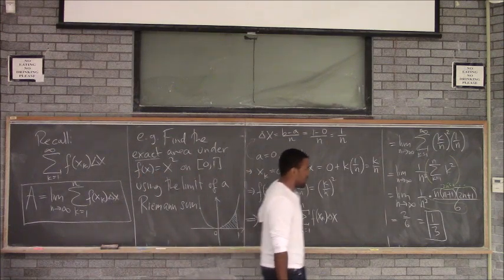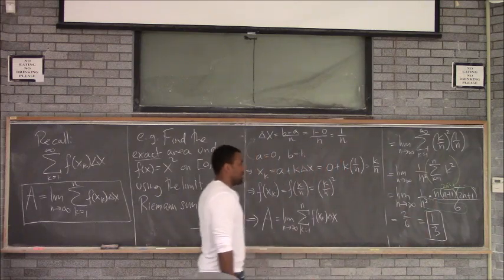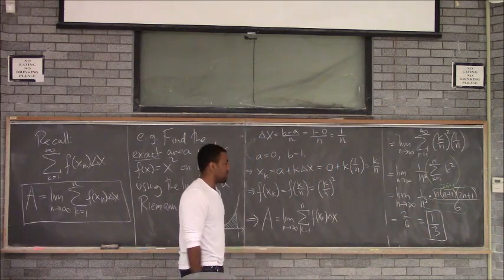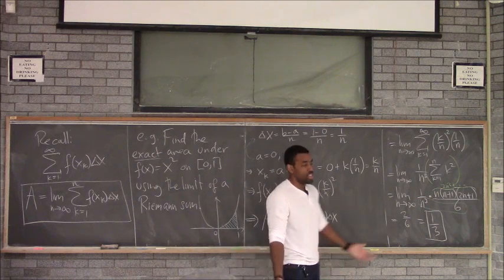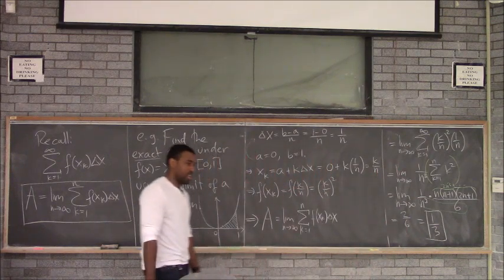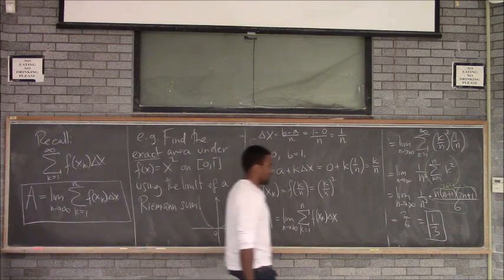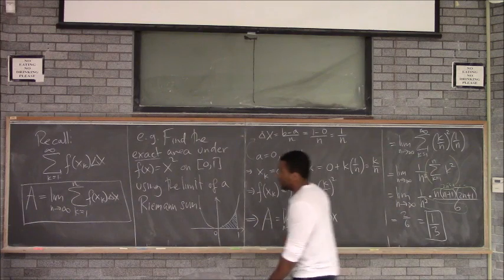Now, it is of course possible for the limit that you end up with here to not exist, and that just means we cannot find the area under the curve by this method, but it's Calc 1. If I ask you this, it will exist. There will be a way to find the area under the curve. Okay, that's that.